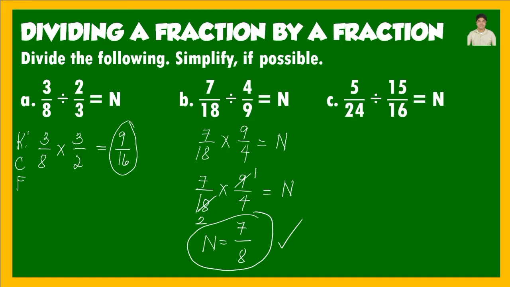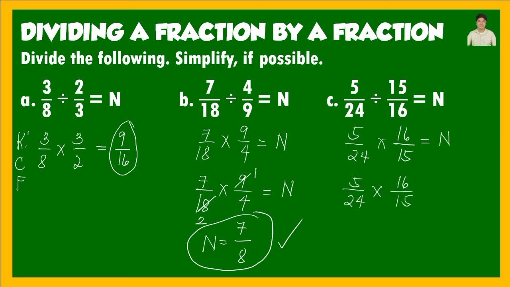Next, 5/24 divided by 15/16. So, keep. So, 5/24. And then change. So, division to multiplication. And then, get the reciprocal of the divisor, flip. So, magiging 16/15 is equal to n. So, rewrite lang natin ulit.